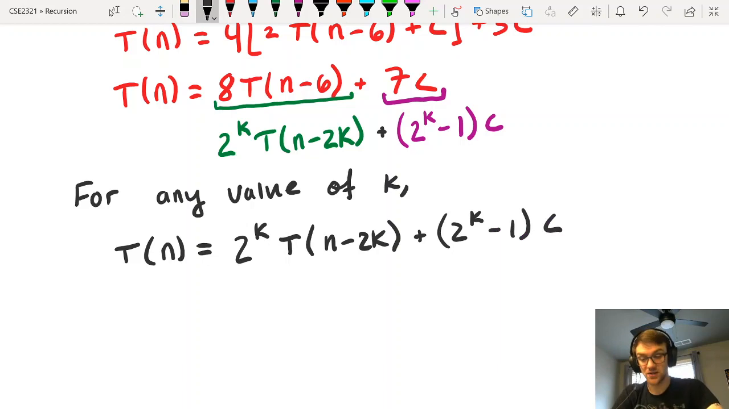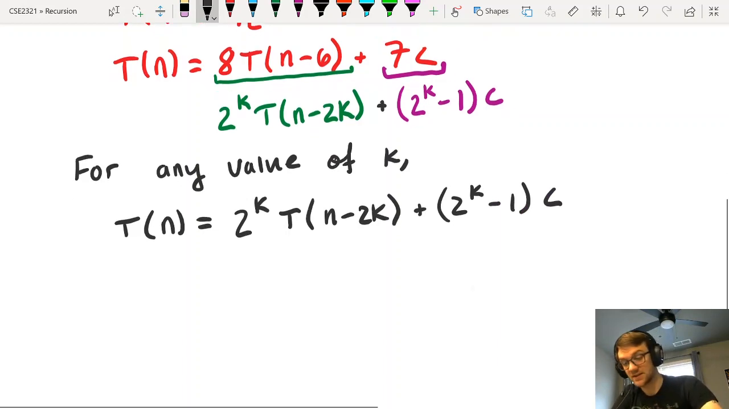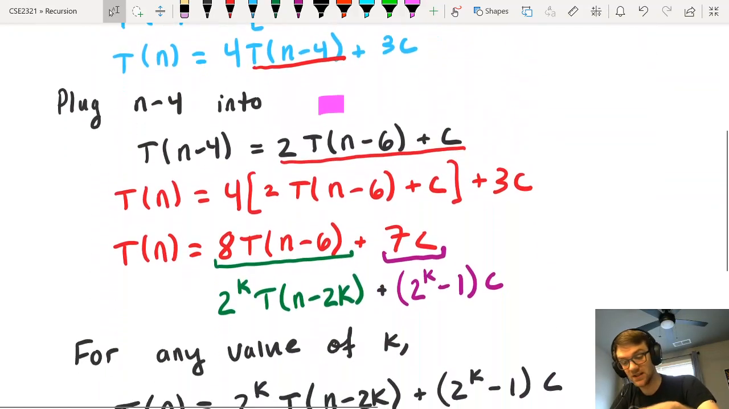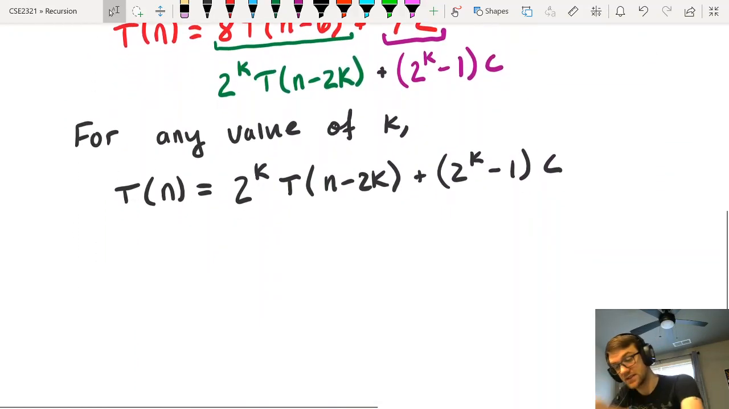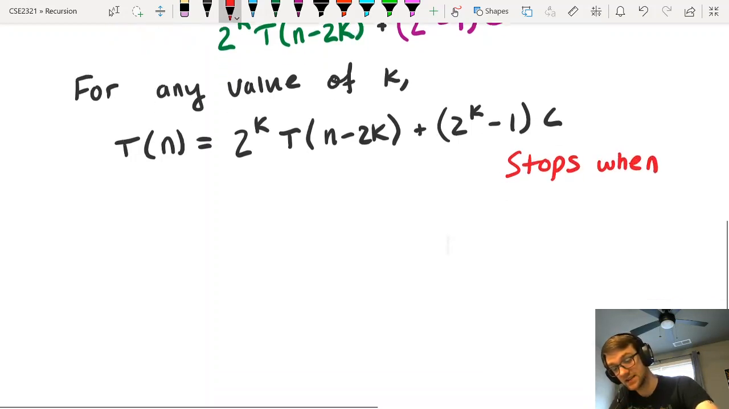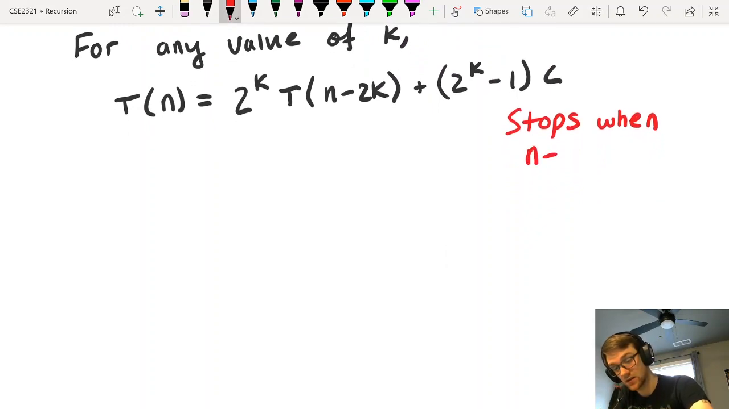So we have this expression. It looks ugly, but maybe it'll turn out nice. We now want to incorporate our base case. Our base case, scrolling up, was t of 0 equals c. So this will stop once we achieve our base case. So this stops when whatever appears inside of t, in this case it's n minus 2k, is equal to the base case, which is 0.